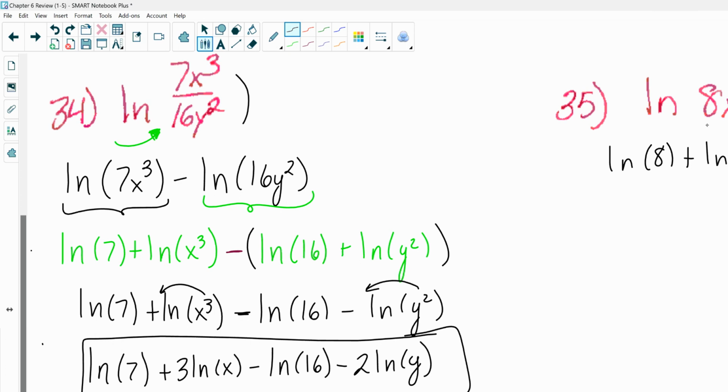Natural log of 8 plus the natural log of x to the third plus natural log of y squared plus natural log of z to the fourth. And then we do our powers. Natural log of 8 plus 3 times the natural log of x plus 2 natural log of y plus 4 natural log of z. And that's as far as we're going to take it. Which is the same as 32.